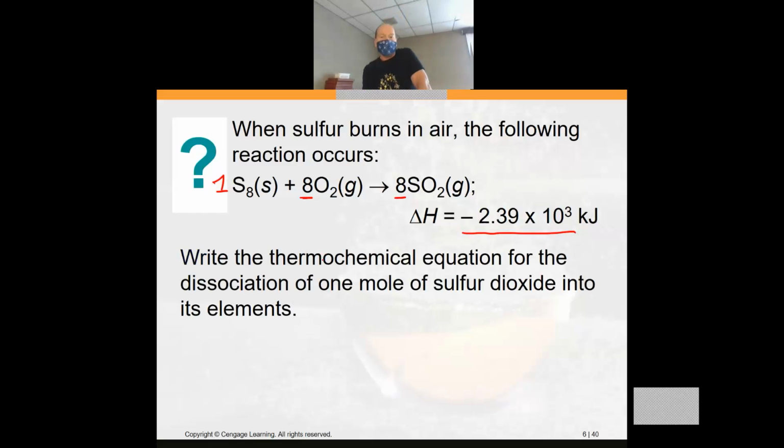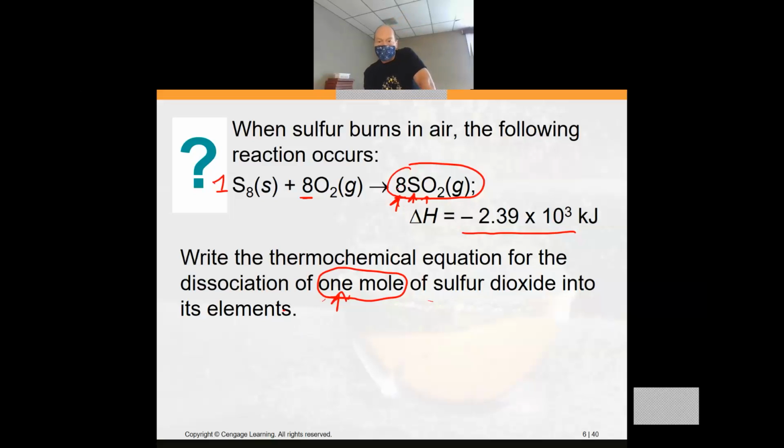All right, so now it says write the thermochemical equation for the dissociation of 1 mole of sulfur dioxide into its elements. That means sulfur dioxide into its elements, which are sulfur and oxygen. And then the key here is 1 mole, not this reversed. This reversed would be 8 moles of sulfur dioxide into its elements. The question asks for 1 mole. When the question asks for 1 mole, then you're going to have to use fractions. If it says to balance this, you should not use fraction. If it says balance this, but you must use 1 mole of sulfur dioxide, then you must use fractions.